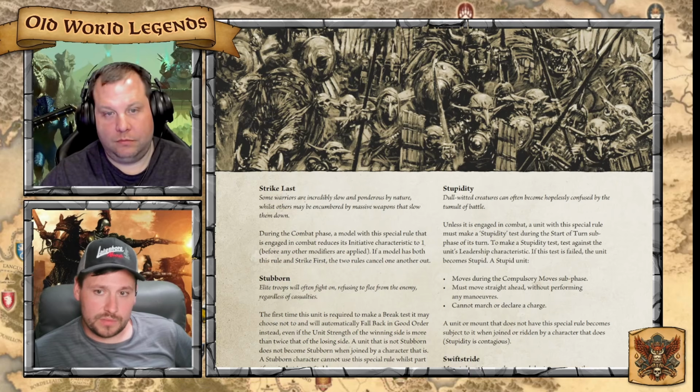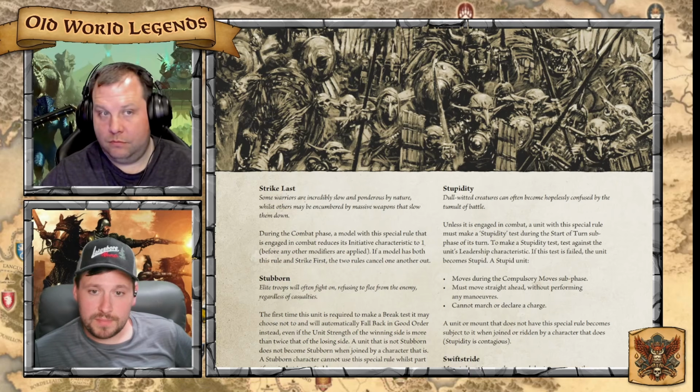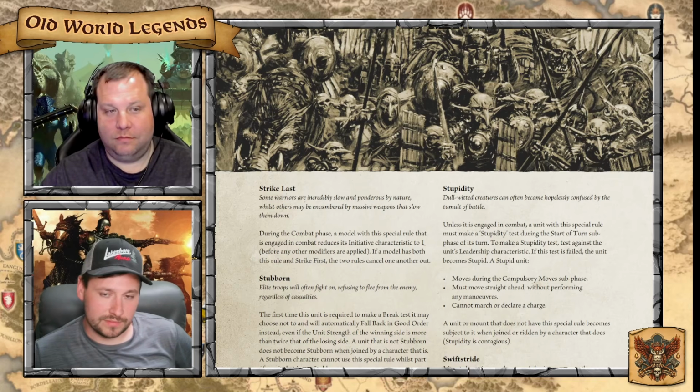One more thing is that strikes last kind of doesn't matter if you're so tanky that you won't die to any of the attacks coming your way. You're like, cool, I go after you, I don't care, and then you just hit them anyway.